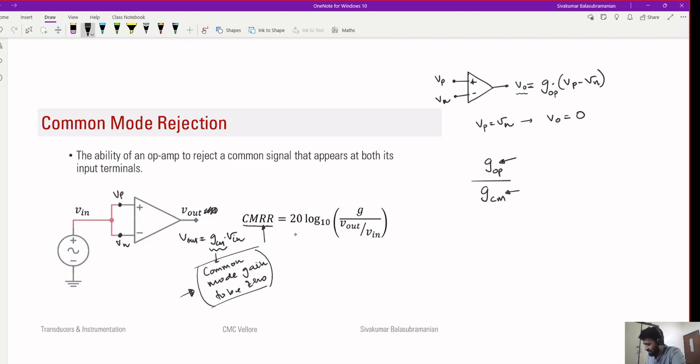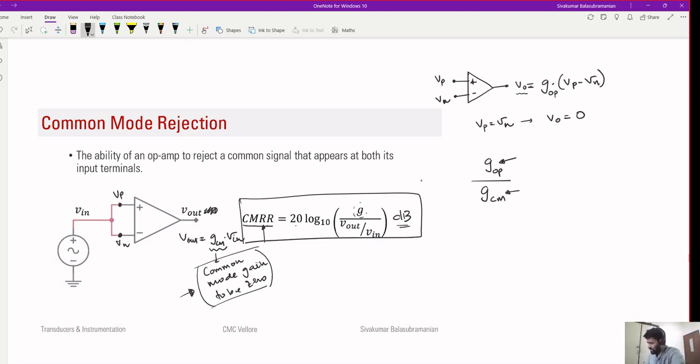And again, this is often described in dB. So you take the 20 log of this and then multiply by 20. So your CMRR is usually given in terms of dB. This is basically the open loop gain divided by the common mode gain, and the decibel value of that.